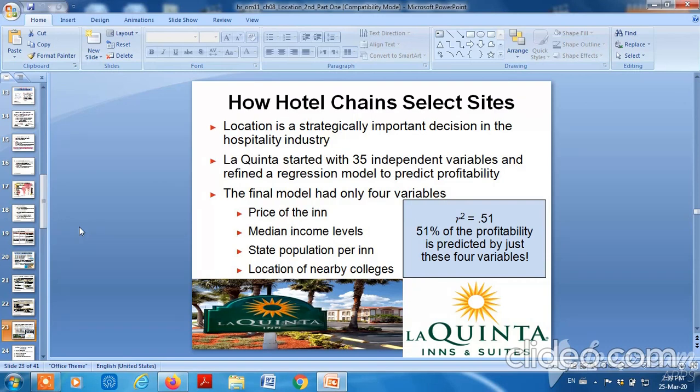So, La Quinta Inns and Suites prepared a regression model and started with 35 independent variables and refined this regression model and reached 4 important factors that can be used to predict the profitability. So, R square of these variables as the regression model is 0.51. So 51% of the profitability is predicted by just these 4 variables.